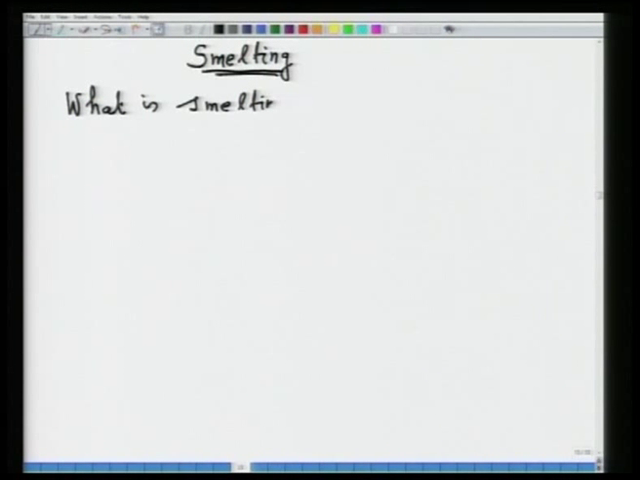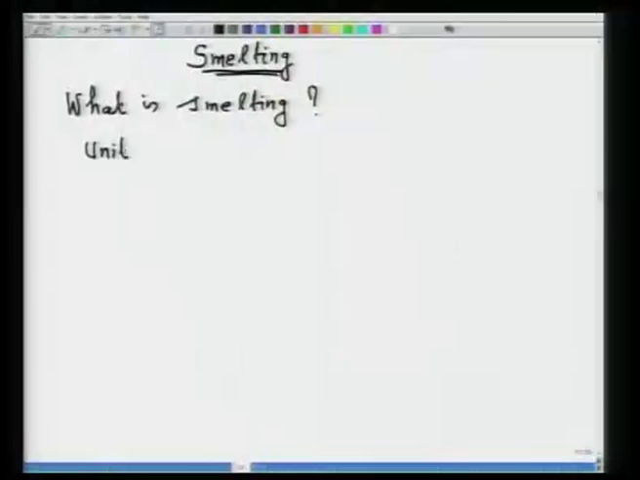Now, mind you, there is a difference between melting and smelting. In the smelting, the definition what I am going to give now. Melting means you are melting, for example, pure metal or alloy or whatever. So, that is a melting, but smelting is different. So, there is a difference between smelting and melting. What is smelting? It is a unit process.